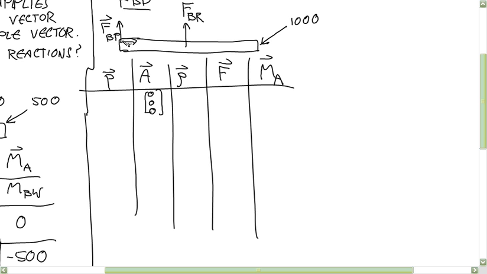So this force, FBP, is applied at the origin. That means that the row vector is zeros. The force is FBPX, FBPY, 0. And the moment is 0, 0, 0.